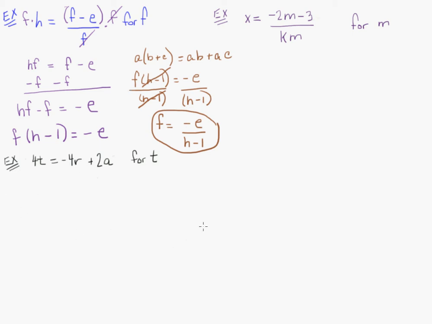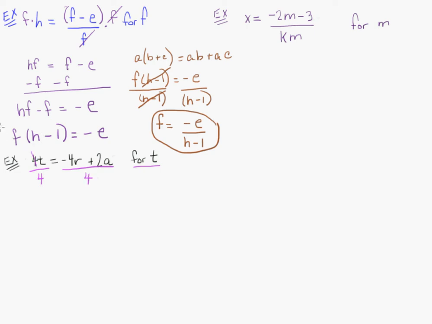So I'm going to take my eraser and, no, I think we have room to do this second one down here. I'll change my color pen so you can see the new work. Okay, so in this case, we have 4t equal to negative 4r plus 2a, and we're looking for t. So this is a little bit simpler. What I need to do is get the t by itself. 4 is multiplying times it. So what I'm going to do is I'm going to divide the entire equation by 4.